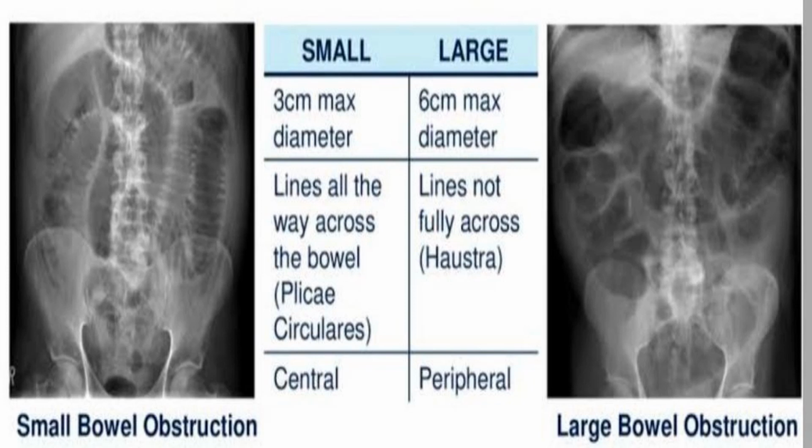While in the large bowel obstruction you can see the lines are not fully crossing the bowel wall, and these are known as the haustra. Ileum is usually characterless on the X-rays. Then in a small bowel obstruction you can see the dilated bowel loops within the central part of the X-ray. In the large bowel obstruction you can see them on the peripheral side.